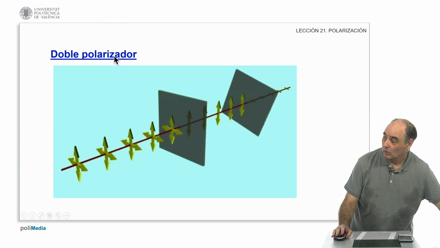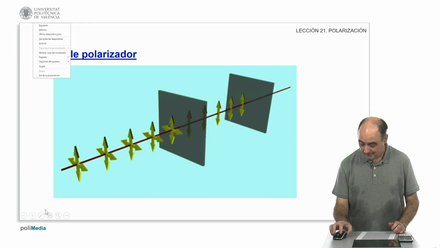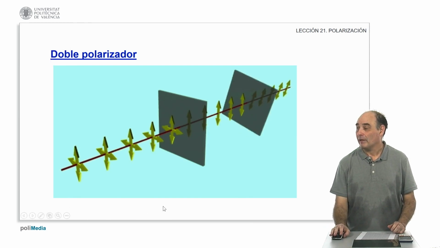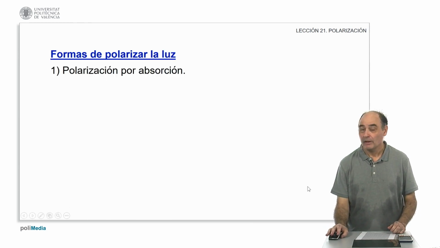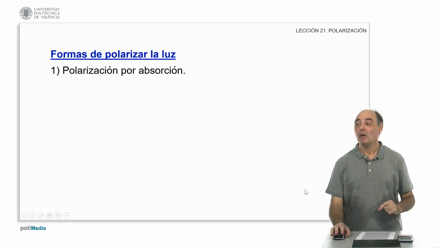And let's see how you can polarize a light wave. There are 4 typical phenomena by which a wave can be polarized. The first one is by absorption.